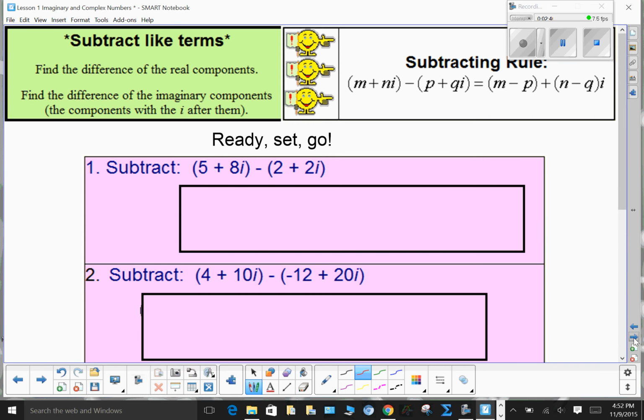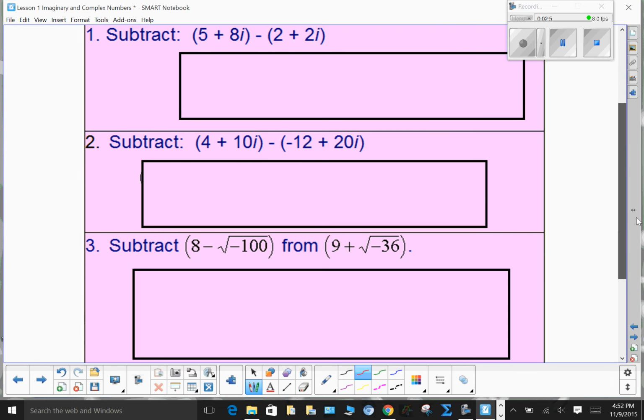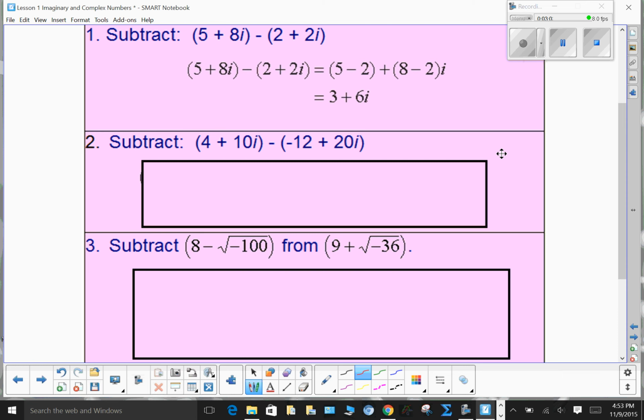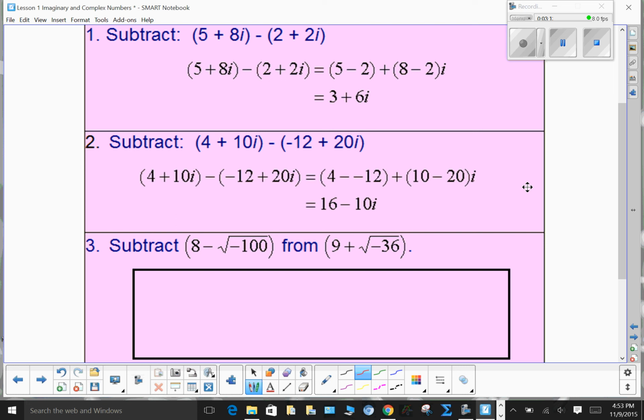Subtracting. It's the same thing. You simply subtract the real components, subtract the imaginary components. Ready, set, go. Let's try these. Go ahead and try these. There's 3 of them there. Pause the video. Now check. Did you do the work correctly?